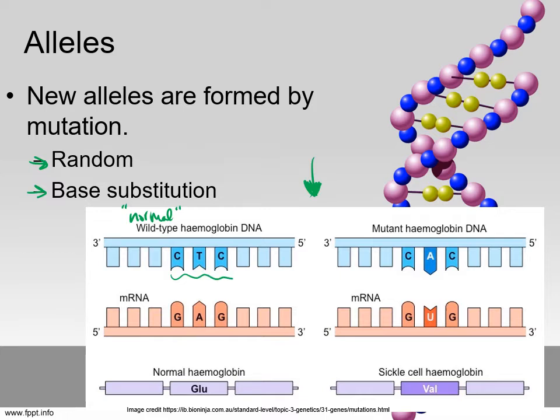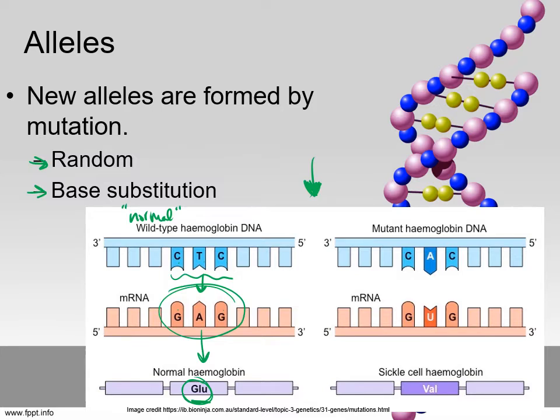So we have CTC, cytosine, thymine, cytosine. It's going to code for messenger RNA, guanine, adenosine, guanine. This is the codon in the messenger RNA, the normal codon, and that's going to lead to this glutamic acid in the normal version of hemoglobin. So this is the amino acid in this particular spot of hemoglobin.